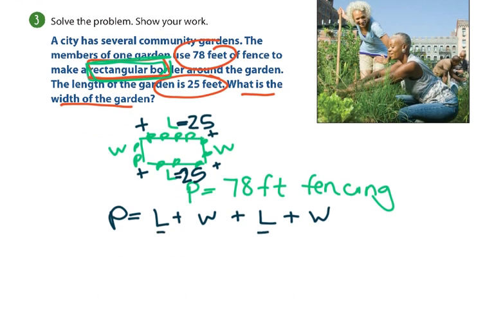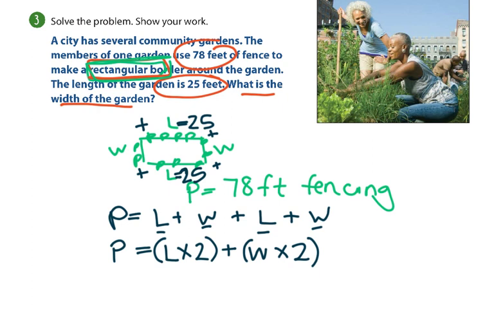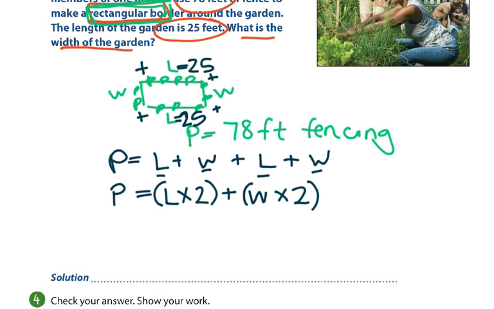I can see that I have 2 L's, so I could also do length times 2, and I put in parentheses so it's not so messy for my eyes. I also have 2 widths. I could do width times 2, put in parentheses to keep it clean, equals perimeter. That's the exact same formula. Let's fill in information next.